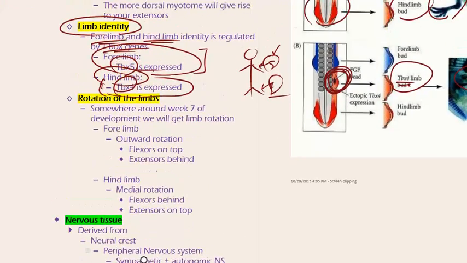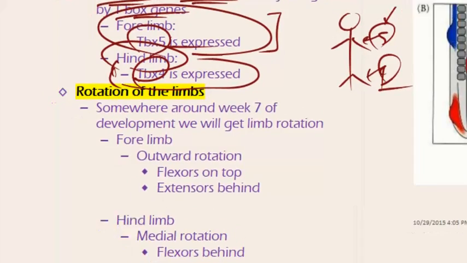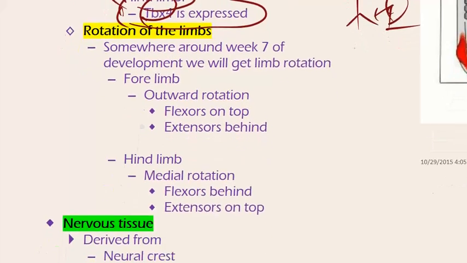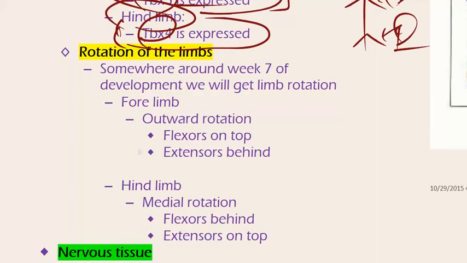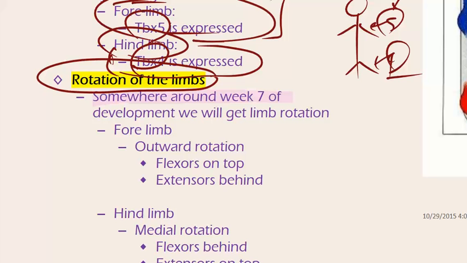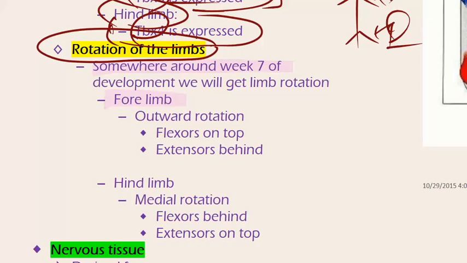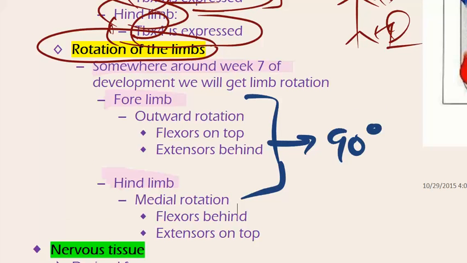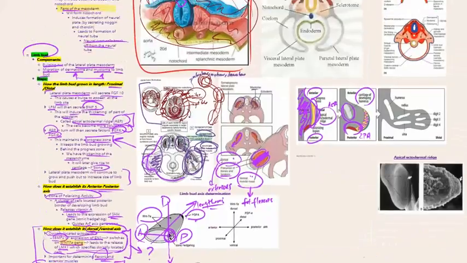Okay, so that's how we're specifying the limb identity. And now, I guess the last major thing is the rotation of the limbs. Somewhere around week 7, you're going to get rotation of the limbs. Your forelimbs are going to rotate outwardly, and your hind limbs are going to rotate medially. This is about a 90 degree rotation. And here, let me show you guys.